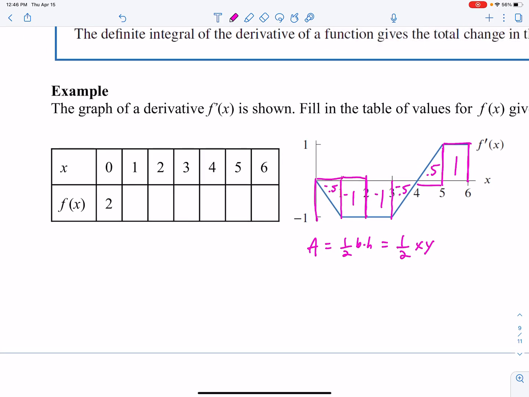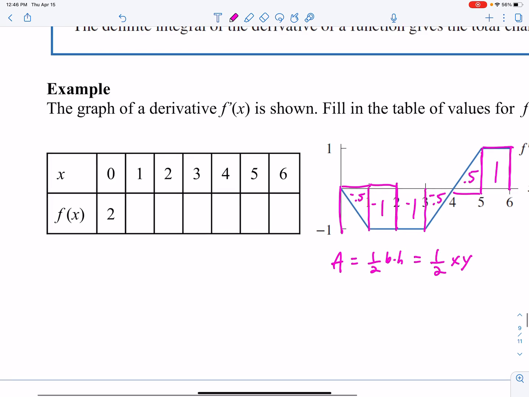Okay, so what we're going to do for each of these intervals on the graph now, on the table, is take the f value, the function value, and add the area of each of these rectangles as we go on each delta x. In other words, each interval on the x-axis.